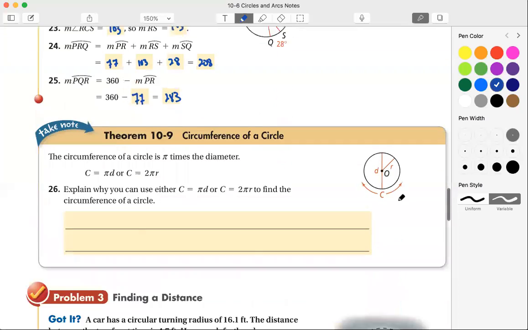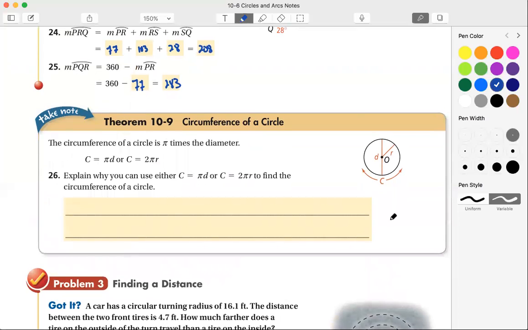All right, so the formula for the circumference of our circle is equal to either pi times the diameter or 2 times pi times the radius. So why can I use both? All right, so the length of the diameter is twice the length of a radius.